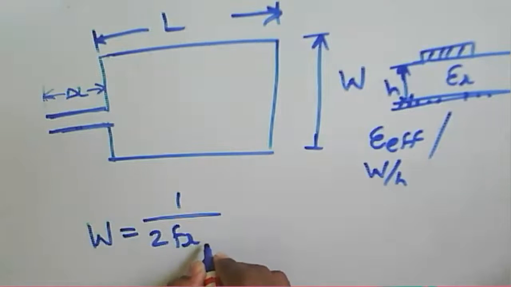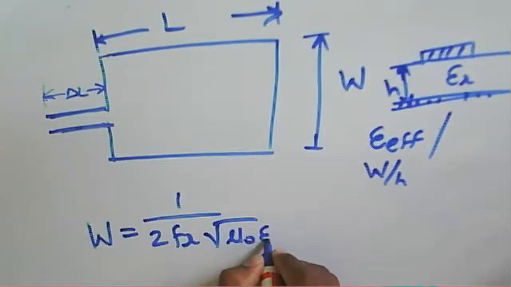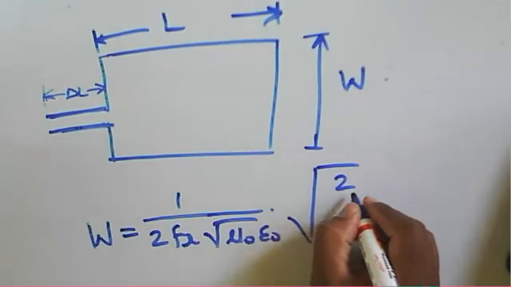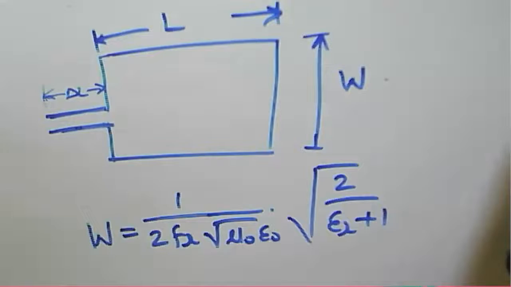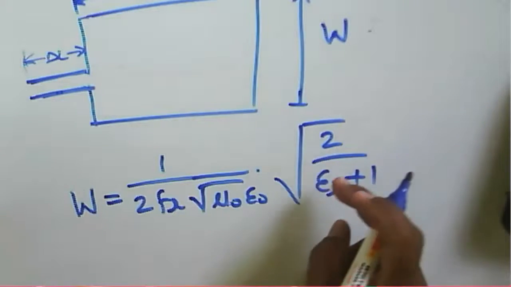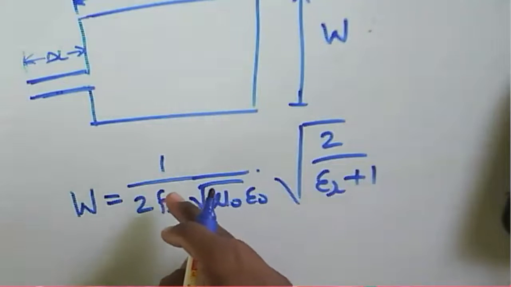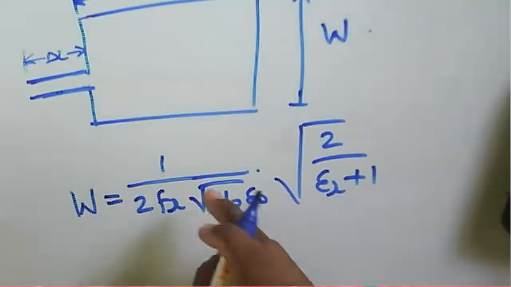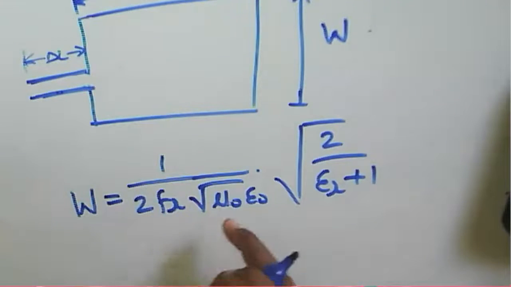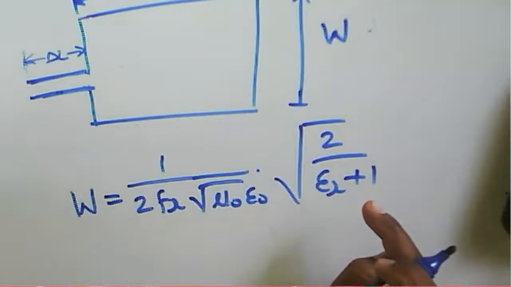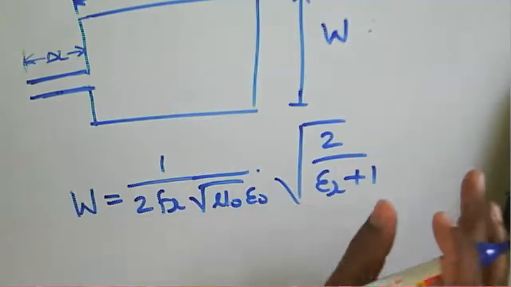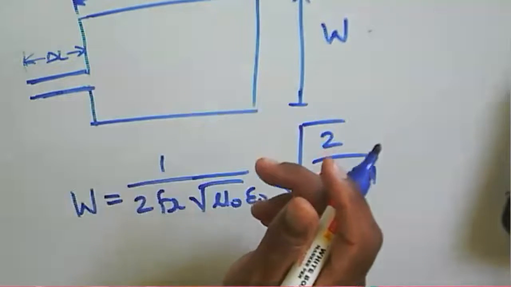W is equal to 1 by twice of fr under root of mu 0 epsilon 0, then under root of 2 by epsilon r plus 1. Or we can solve it with respect to this: the factor 1 by under root mu 0 epsilon 0 is nothing but v0. So we can rewrite the equation in terms of v0 by twice of fr, and this factor will be as it is. And then we need to consider delta L, which is about the length.